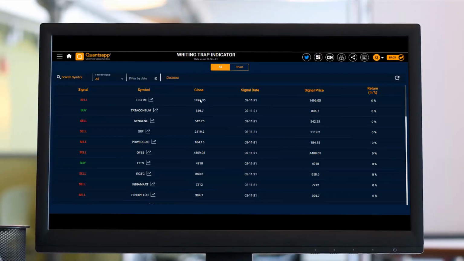So we can use the trap indicator as a filtration tool. We can check the strength, we can have some conviction, and we can also use technical analysis along with it. If the signal is still intact the next day, we can participate with a proper stop loss and a target according to our own risk appetite.